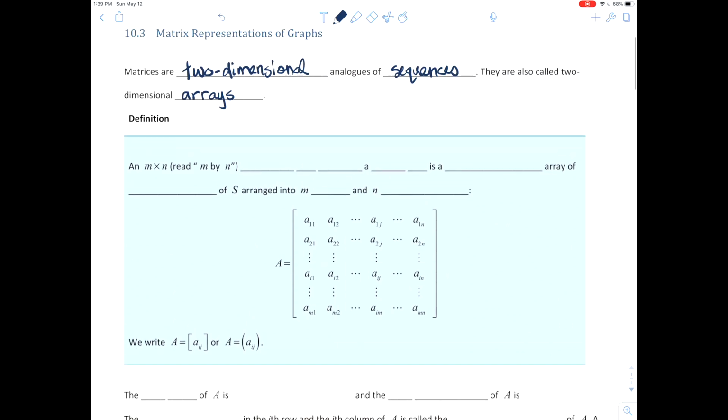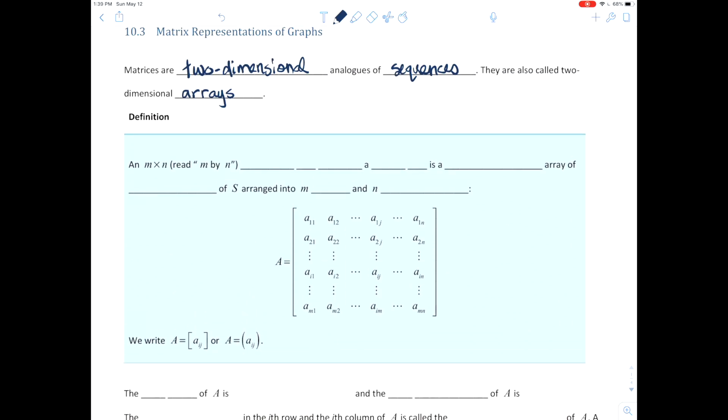So our first definition: an M by N matrix A over a set S is a rectangular array of elements of S arranged into M rows and N columns. And it looks like this.